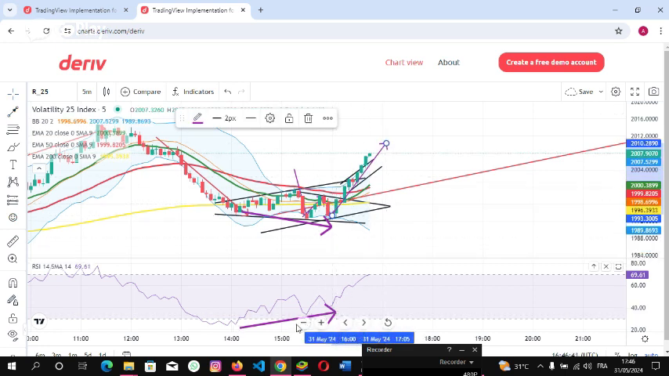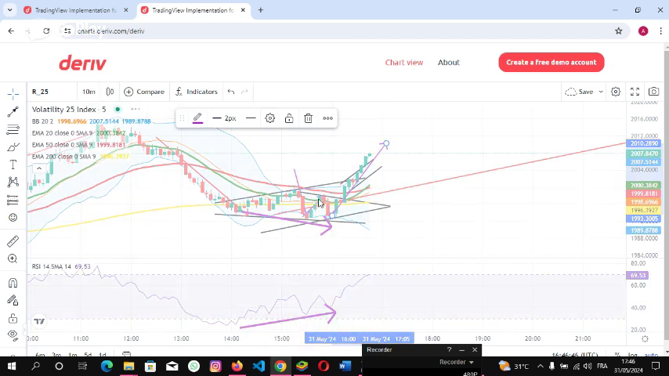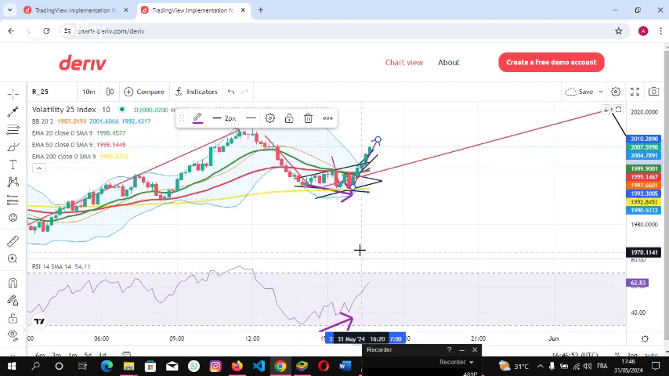And so the divergence didn't just appear on the 5-minute frame. Let's go to the 10-minute frame and confirm again. The divergence can also be seen on another frame. So that's how you make sure that you have all the parameters in your favor.